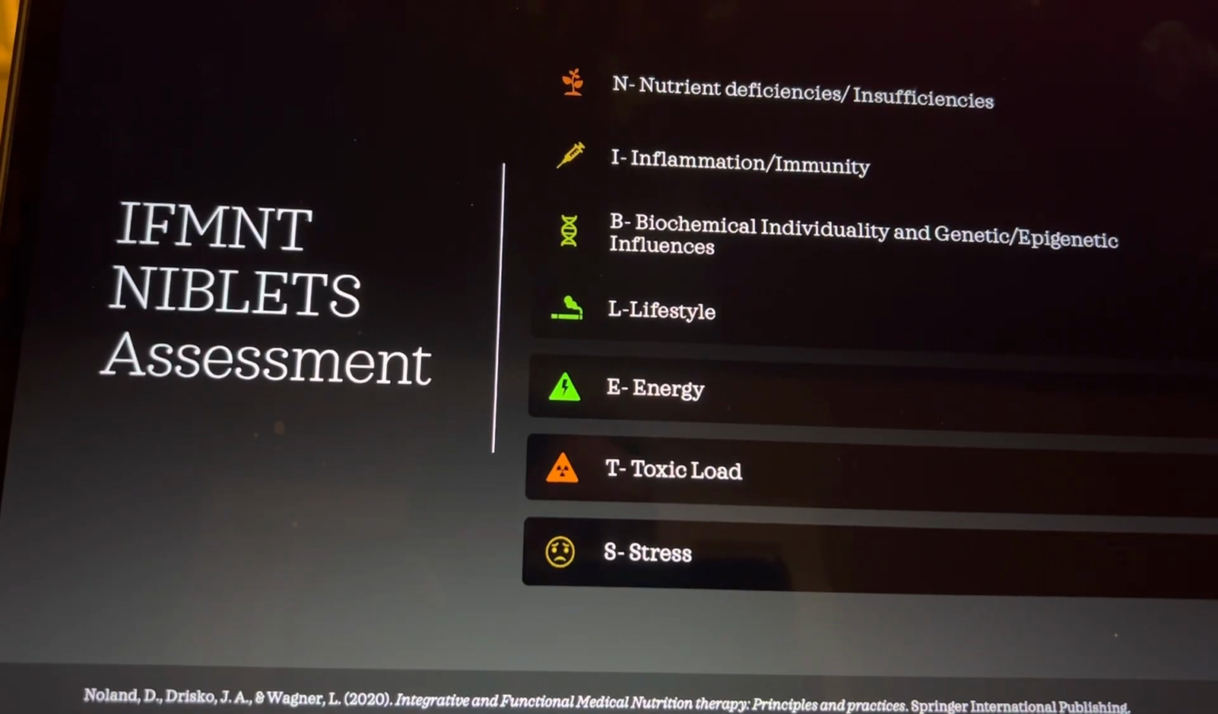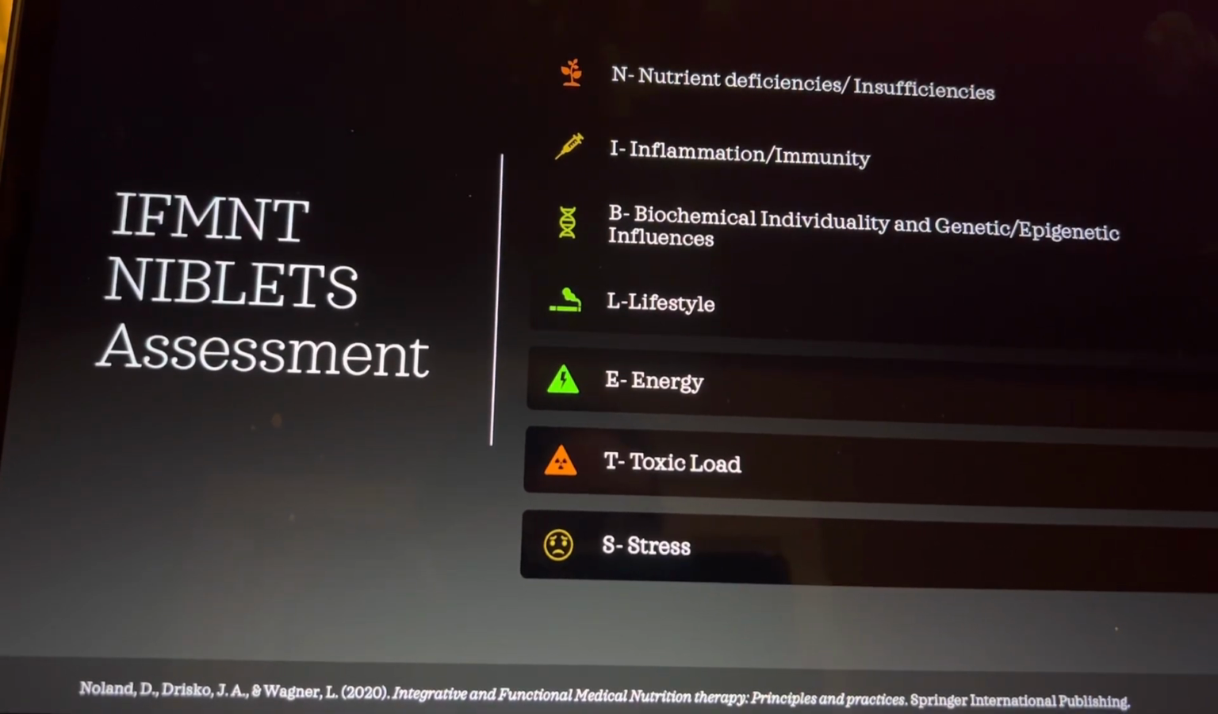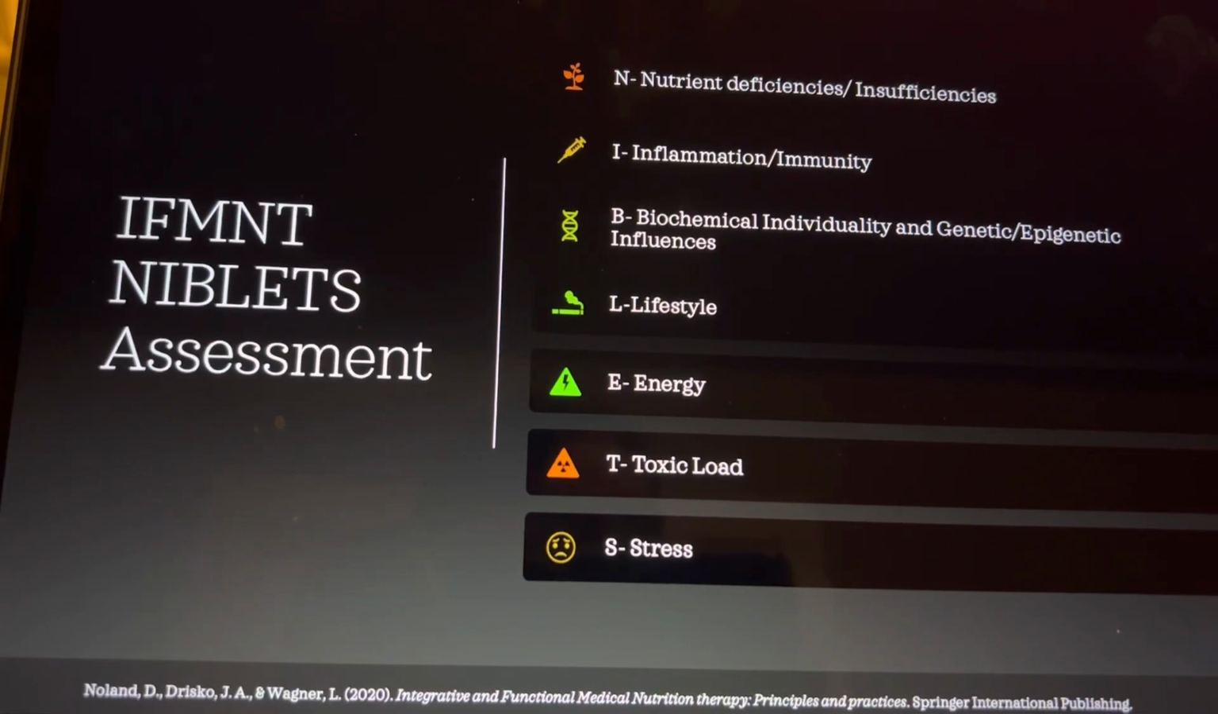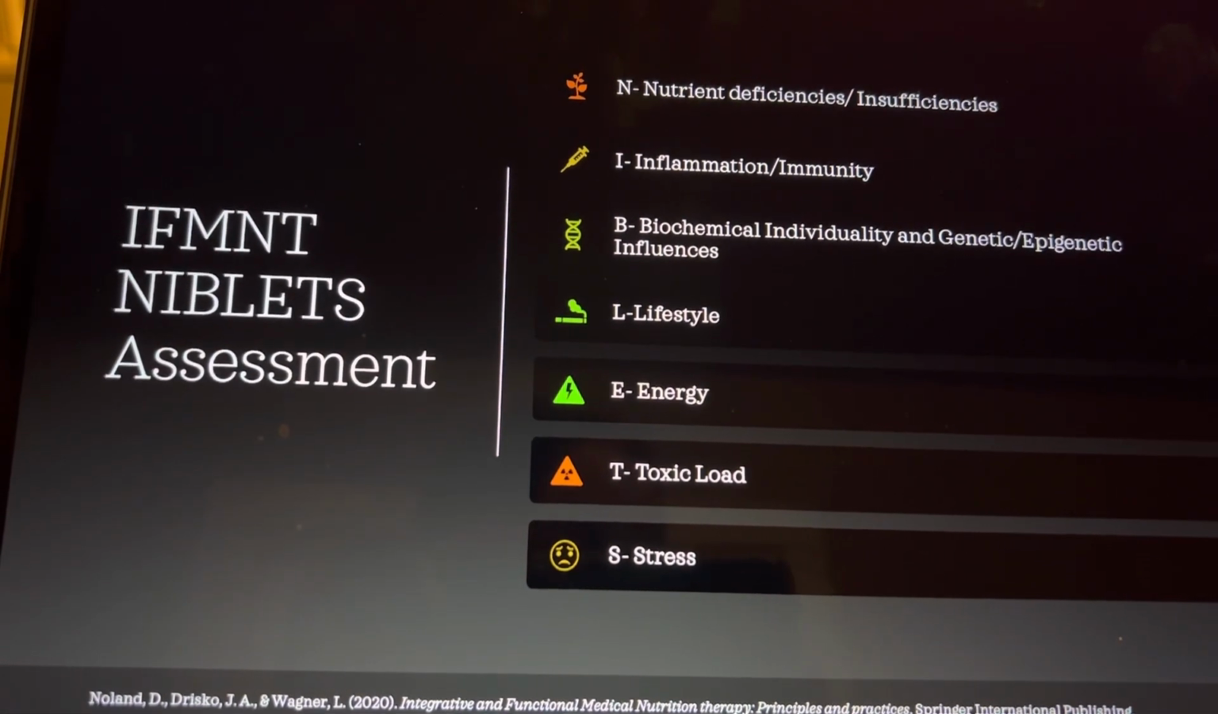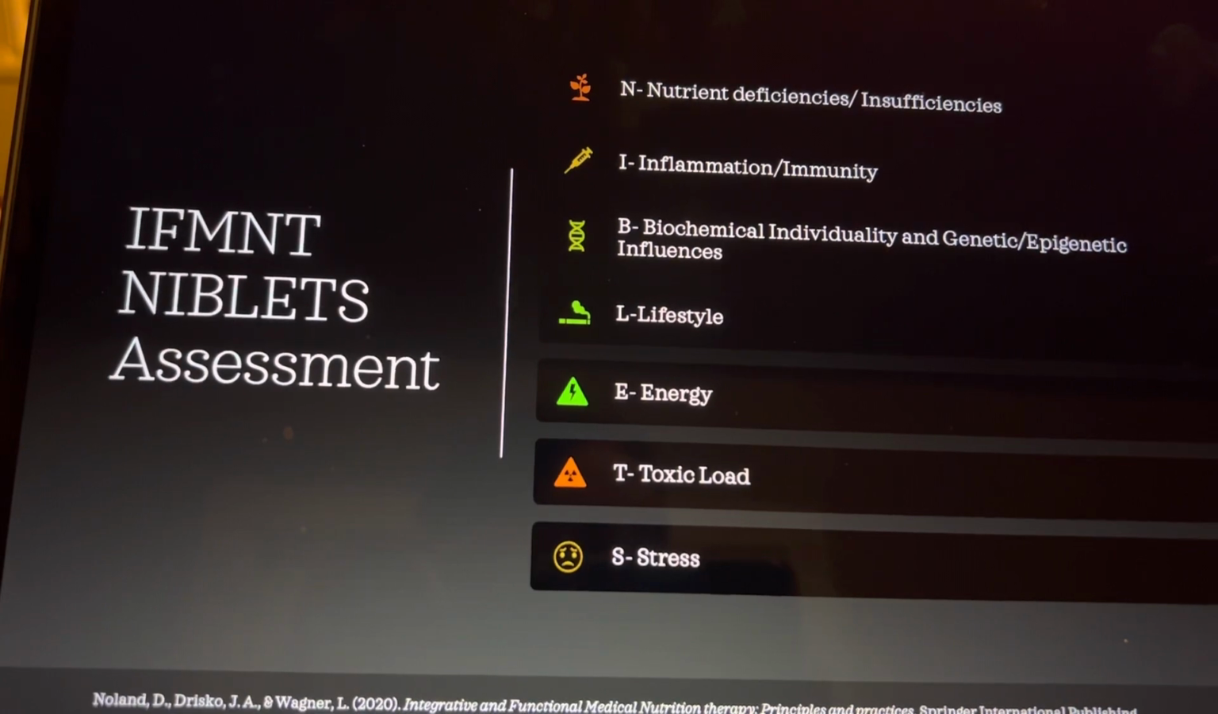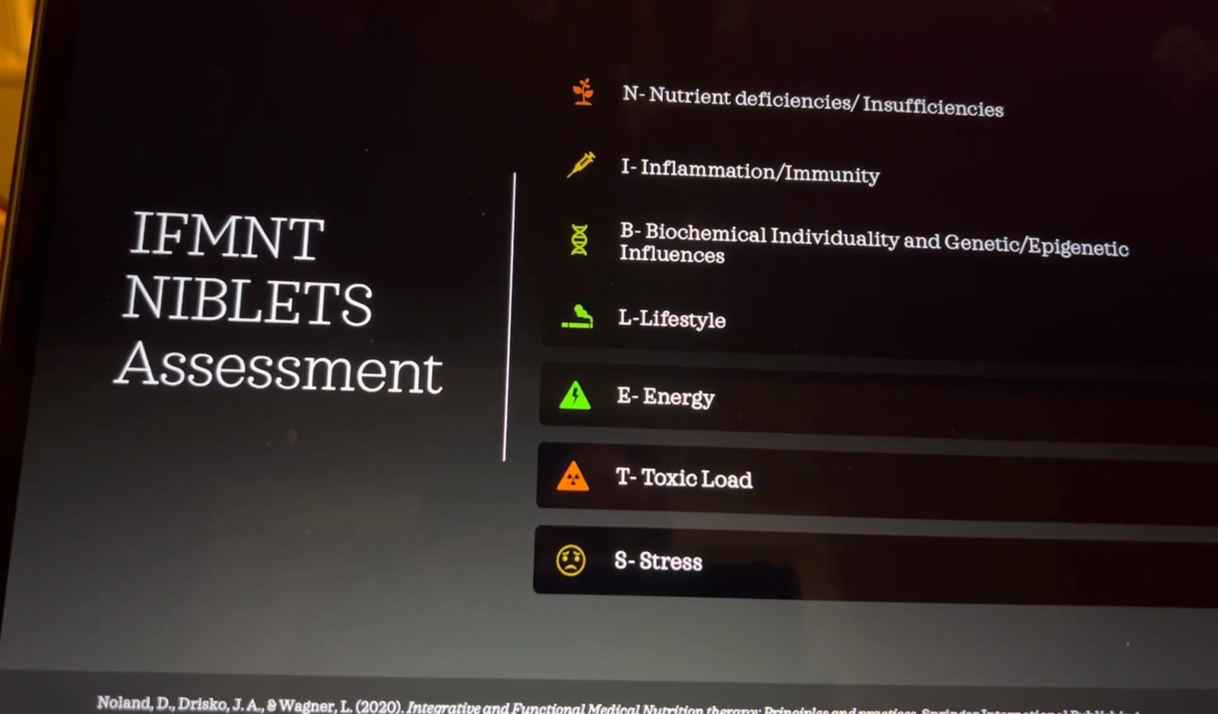This is a key assessment for IBS. Factors important to the development of IBS include alterations in the gut microbiome, intestinal permeability, gut immune function, motility, visceral sensation, brain-gut interactions, and psychological status.